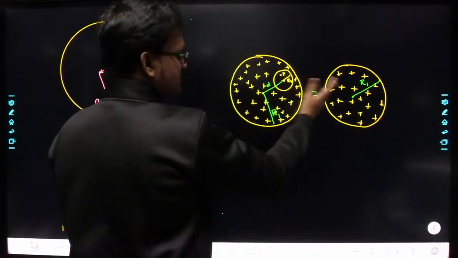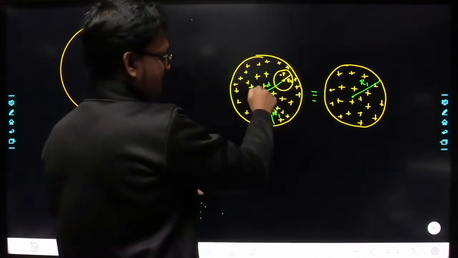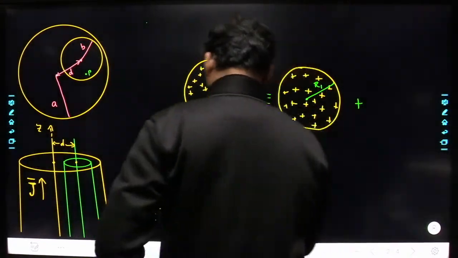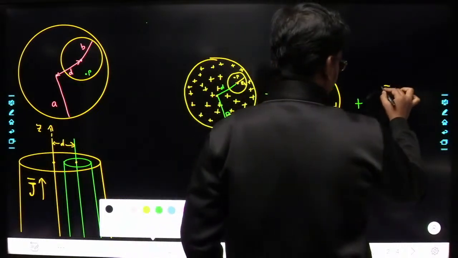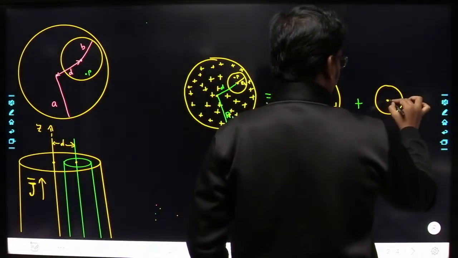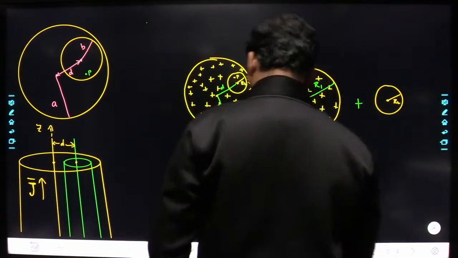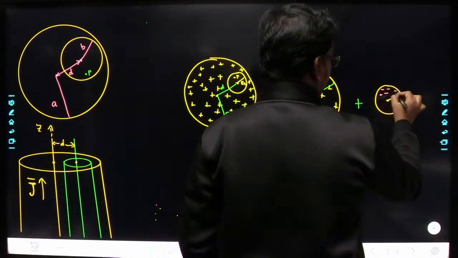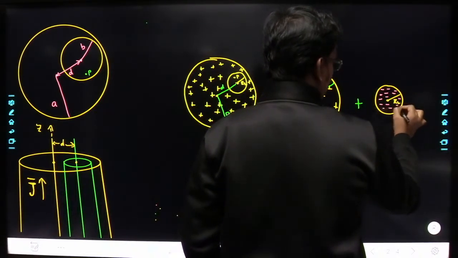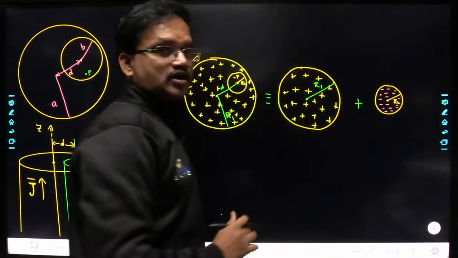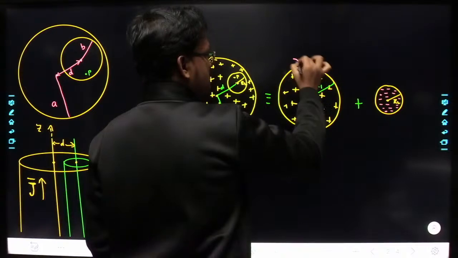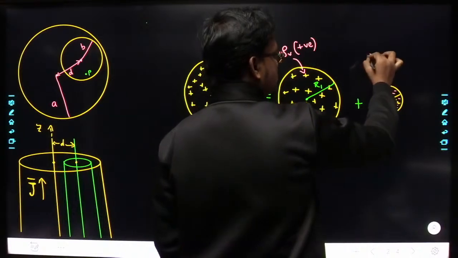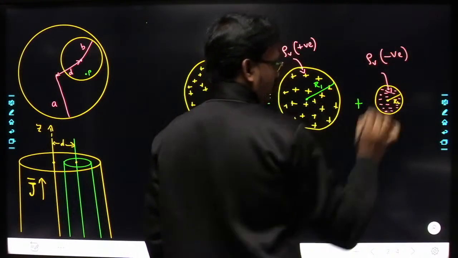Okay, so we have split this into two spheres here, one of radius R1 and another one of radius R2, right? Here we have considered that this R2 is a negative charge distribution, such that here the charge density is rho v and it is positive. And for this one, the charge density is rho v, and it is negative.